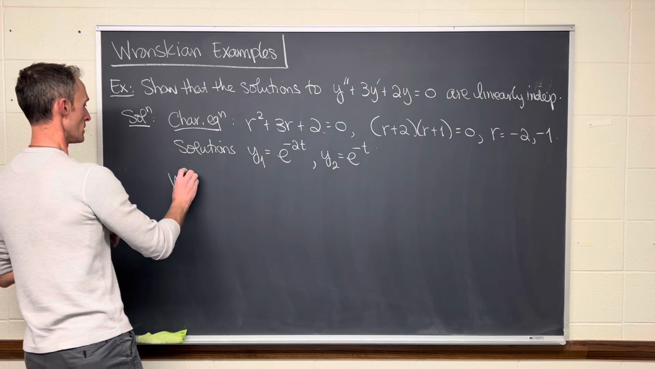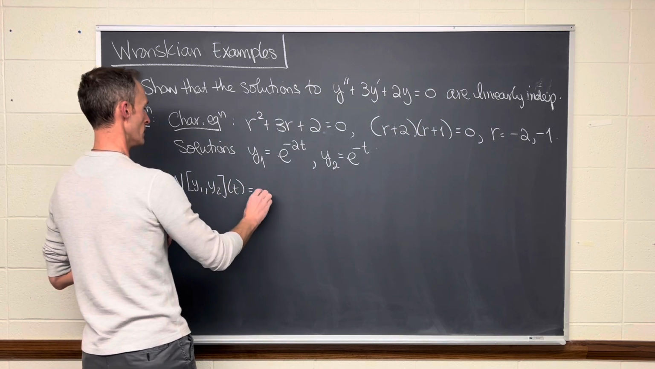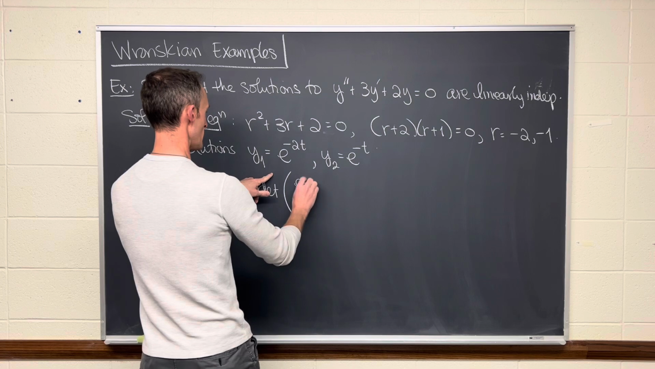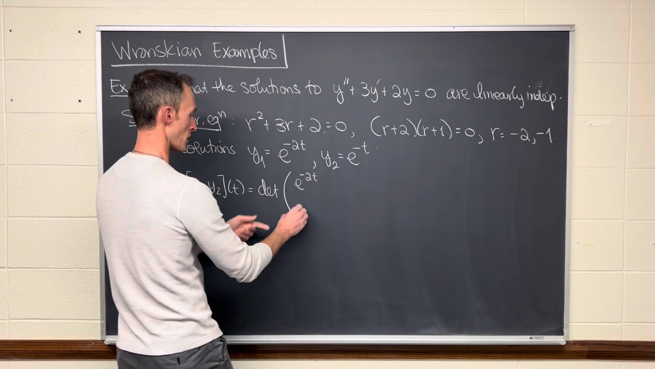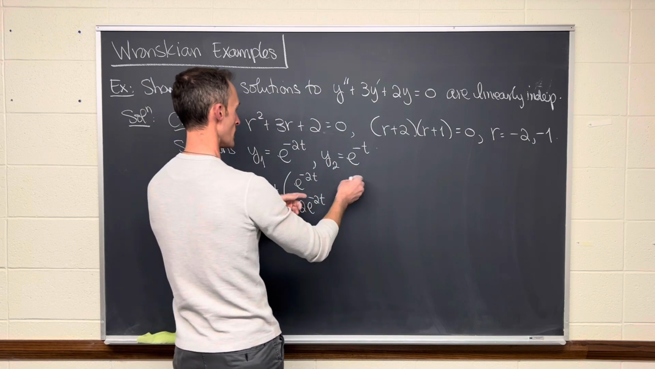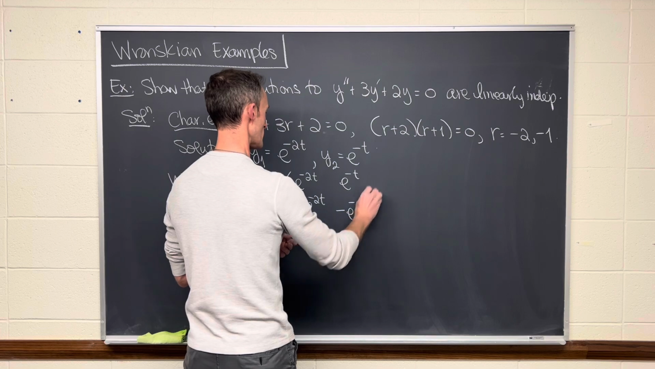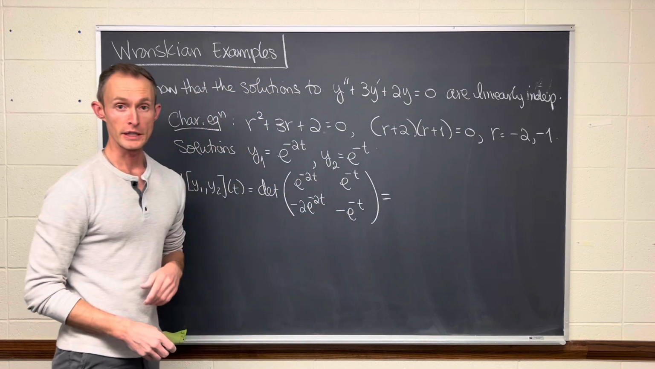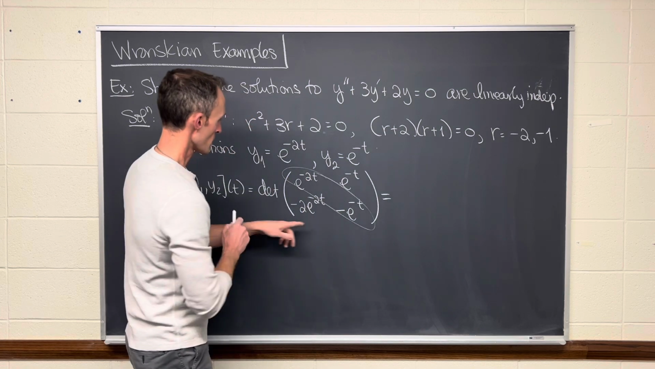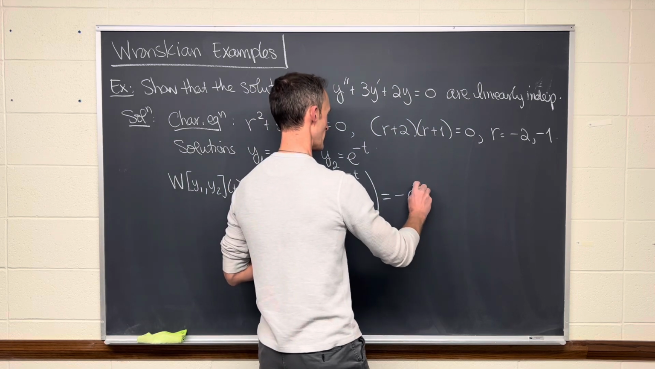So I have the Wronskian of y1 and y2 as a function of t, okay? So this is the determinant of, okay, y1 goes in first, so e to the minus 2t. The derivative of that goes below it, so minus 2 e to the minus 2t. And then y2 goes in the next slot, e to the minus t, and its derivative right below, minus e to the minus t. And I take the corresponding determinant. So remember, that's going to be this term times this term. So what will that be? Negative e to the negative 3t. So minus e to the minus 3t.